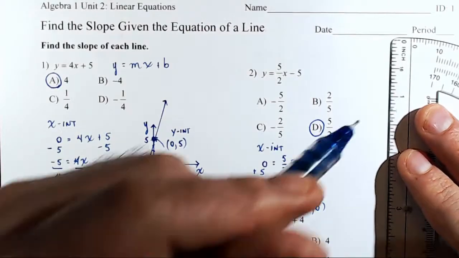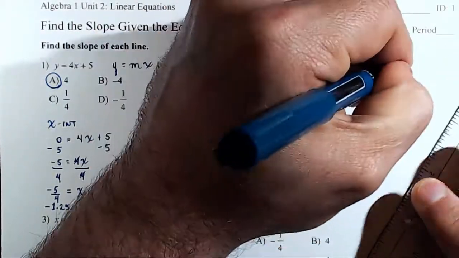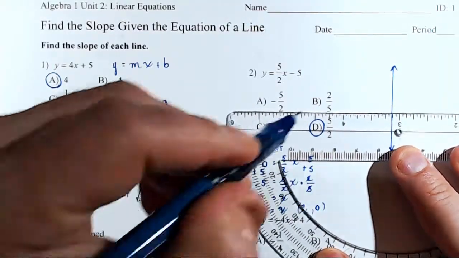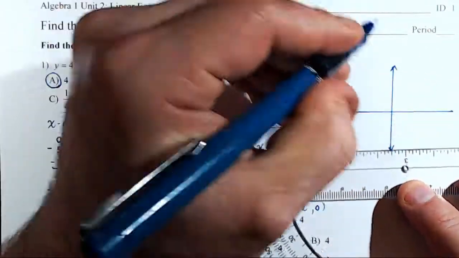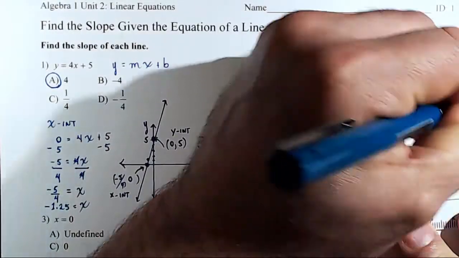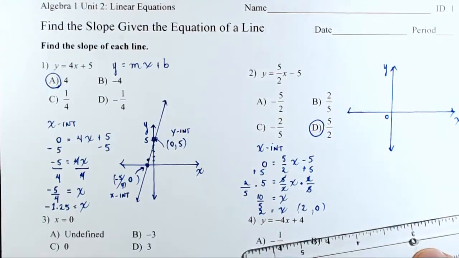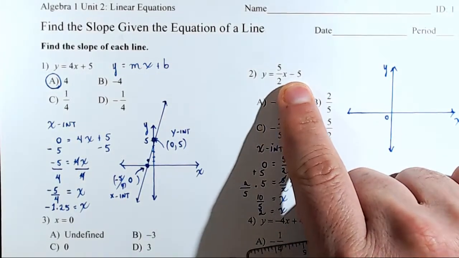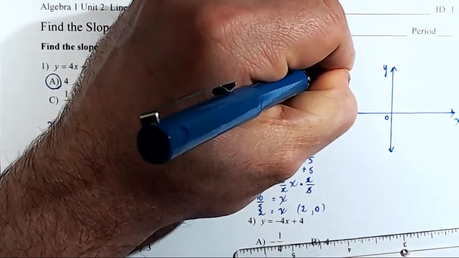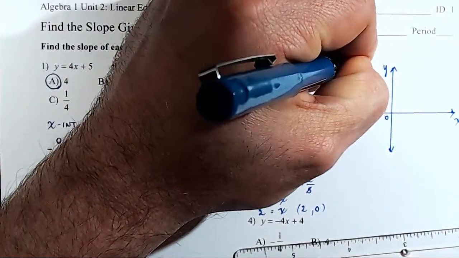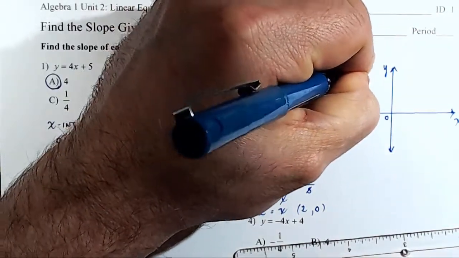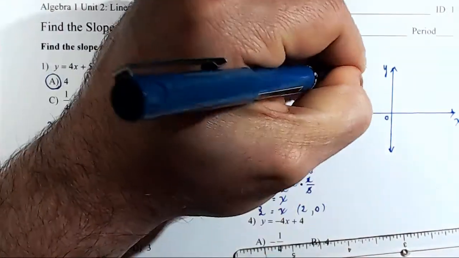Now let's draw a picture. Just a little sketch of a graph. It doesn't have to be ultra precise. It just has to be a sketch. So the y-intercept is -5. Okay, so maybe we should write that somewhere. The y-int is -5. And that means the coordinates of the y-intercept are 0, -5.